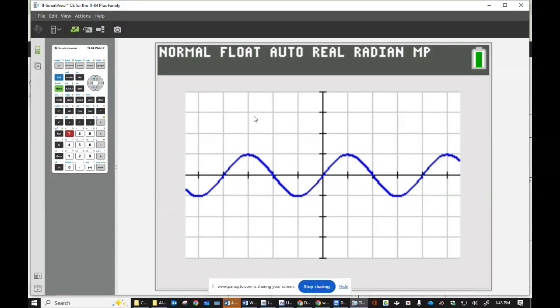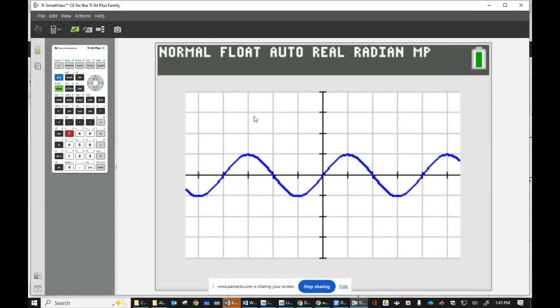How much space is that? 2 pi. Right? 2 pi is called the period of the graph. So the amount of time that it takes to make one complete cycle is 2 pi.